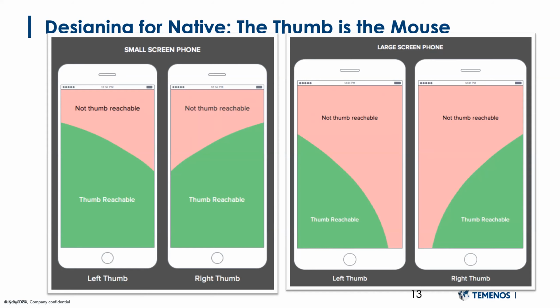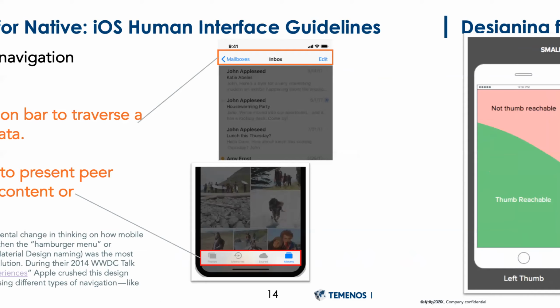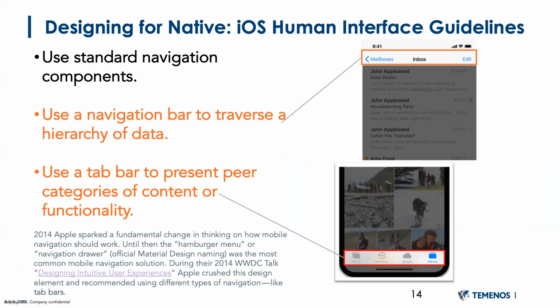A lot of folks, for example, are moving away from the hamburger menu on Android, and they're starting to move that navigation to the bottom of the screen, specifically because those are the functions that you can reach while holding your device and using only your thumb. Facebook is a great example of this.